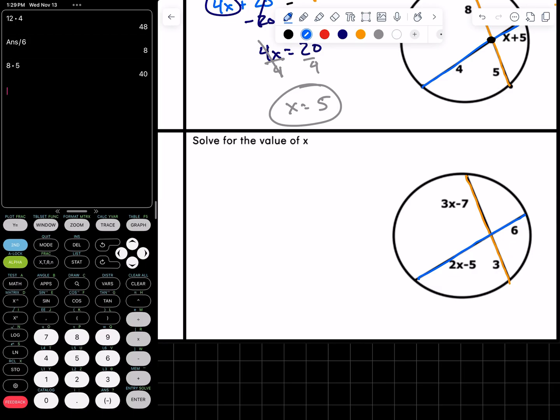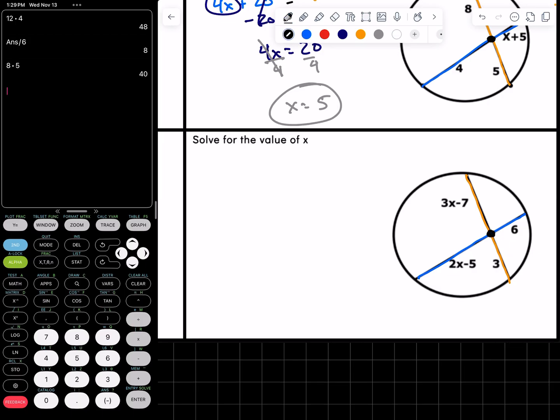Okay. Last equation, we've got 3x minus 7 and 3 is one chord, 2x minus 5 and 6 is another chord, separated out at that center point. We've got 2x minus 5, multiply that by 6, that'll be one portion. My other portion is going to be 3 times 3x minus 7. I can go on ahead and distribute out.